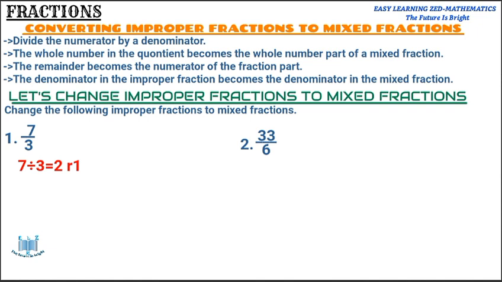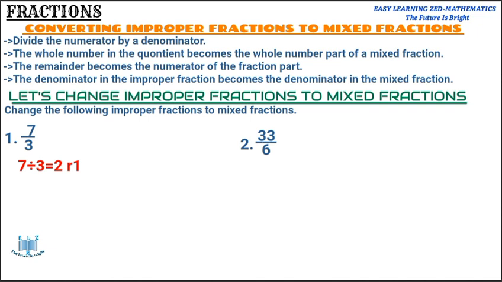3 cannot go into 1 because 1 is smaller, otherwise it would give us a decimal number as an answer. We want to form a fraction, so we don't need a decimal number. So we're going to carry 1 as a remainder, just like that. Now, once we have done this, the next thing is to go to step 2.